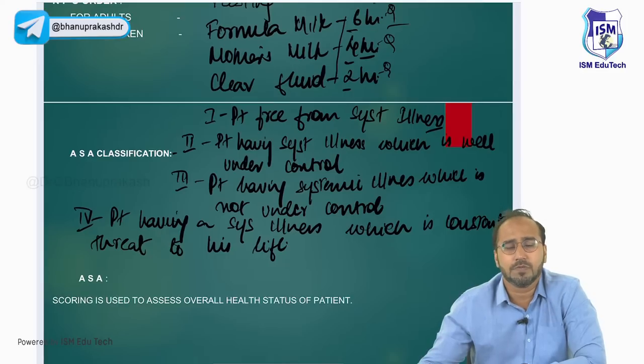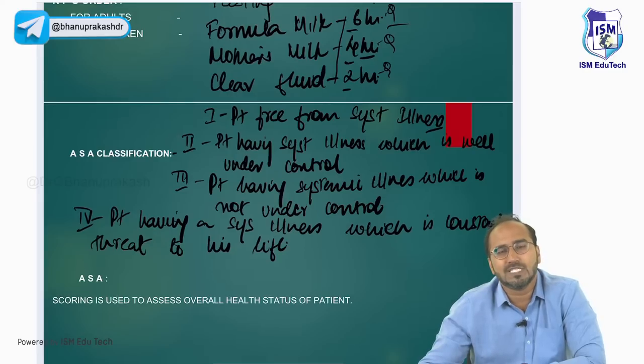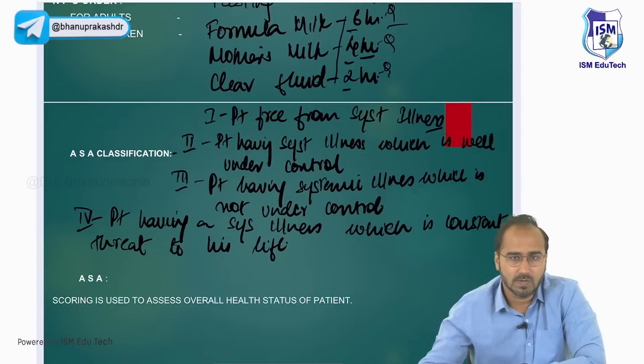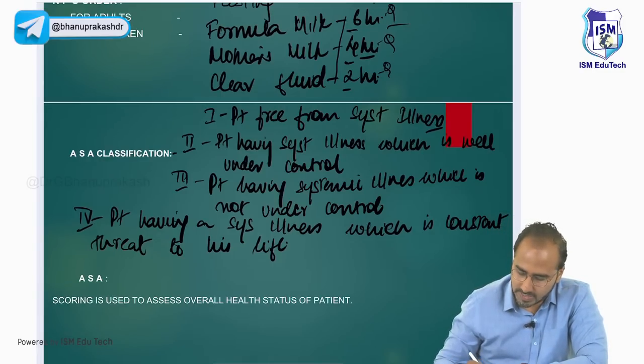Constant threat to his life means what? Example, this patient had a recent MI. MI yani ke myocardial infarction. Okay? Patient comes to your clinic and tells the doctor, 2 months back I had an MI. That MI can pose threat to his life now during surgery, if now he's posted for some other surgery. So, any recent MI that could be termed under class 4. Right? Next. ASA class 5.